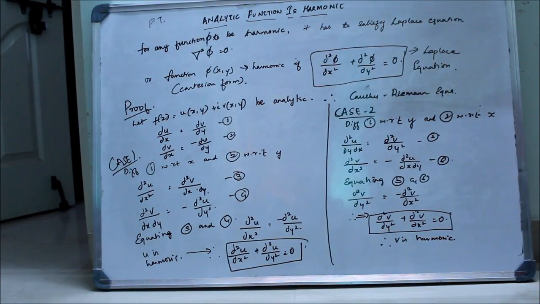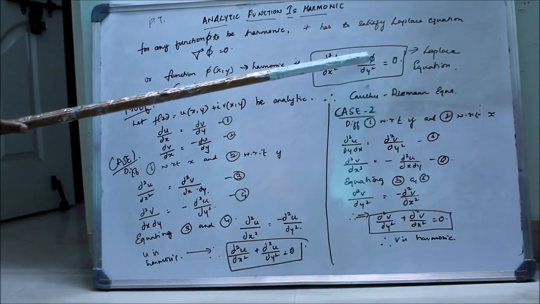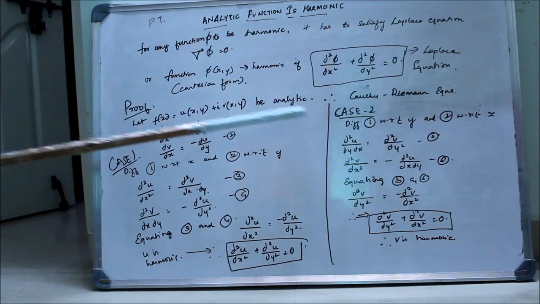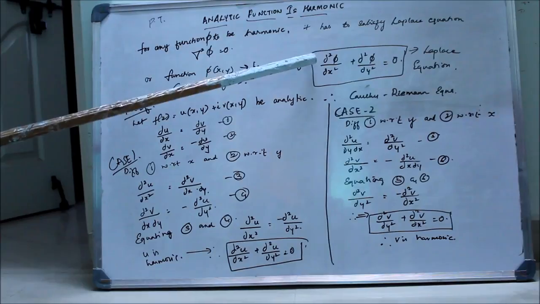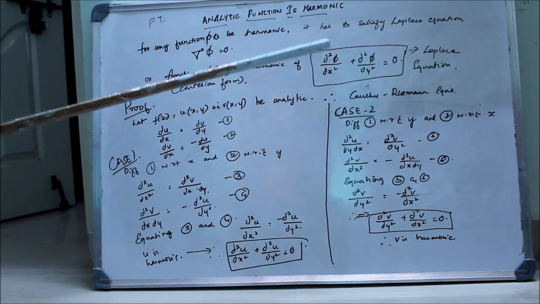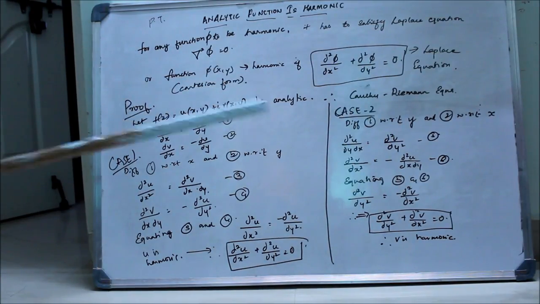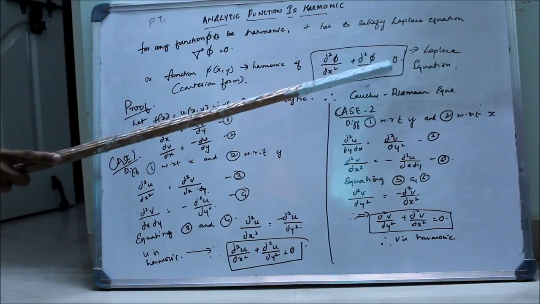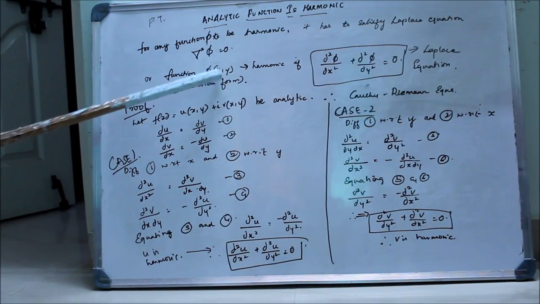or a function phi which is dependent on x and y is said to be harmonic if it satisfies del square phi by del x square plus del square phi by del y square is equal to 0, which is again a Laplace equation. This is in the Cartesian form. So the double partial derivative of phi with respect to x, and again the double partial derivative of phi with respect to y should be equal to 0. Only then we say that the function phi of x comma y is harmonic.